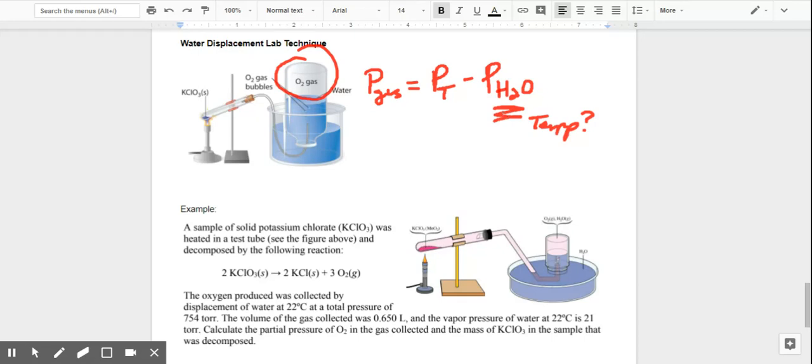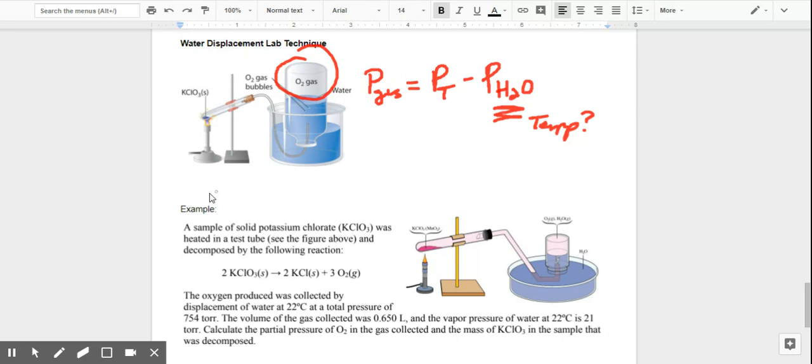Most of the time in a free response question, it will be given to you, as well as in a multiple choice question. Sometimes they'll have a little data table and you'll pick it out from the data table. So this is nothing you have to memorize. The vapor pressure of water changes as temperature changes. That's why we have to know specifically what the temperature of the water is and then look up that value.